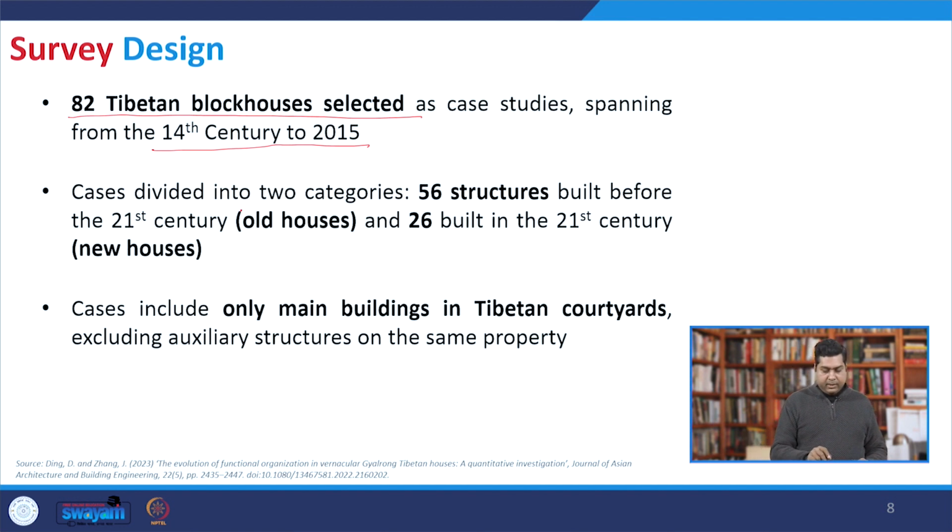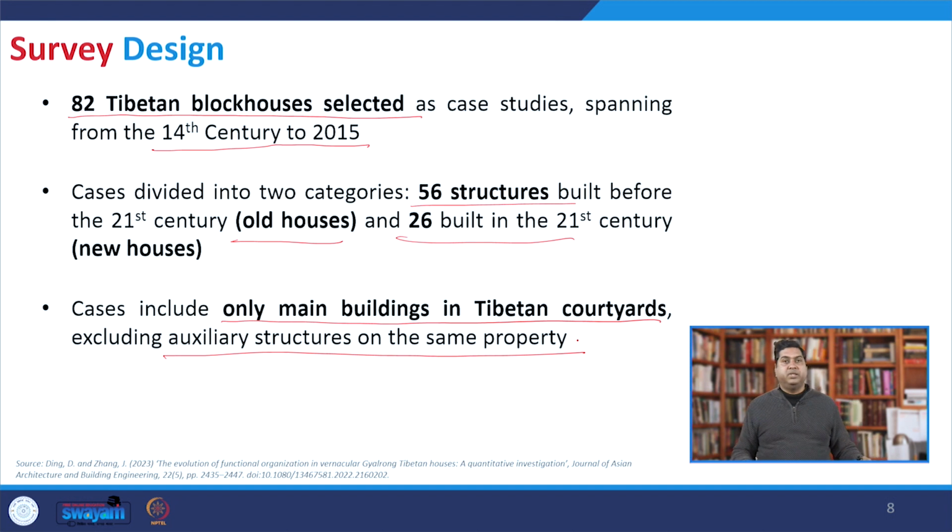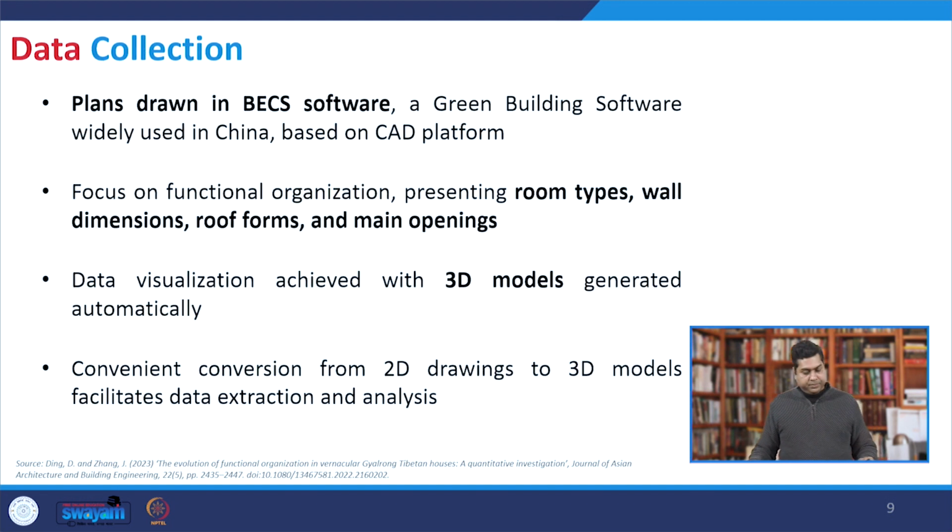These cases are divided into two categories. Out of 82, 56 structures were built before the 21st century, which are referred to as the old houses, and 26 were built in the 21st century, which are referred to as the new houses. The cases include only the main buildings in Tibetan courtyards, excluding the auxiliary structures on the same property. So maybe, as I say, based on the requirement, people can augment some of the facilities, they can extend it. So it is the main building that the authors have considered.